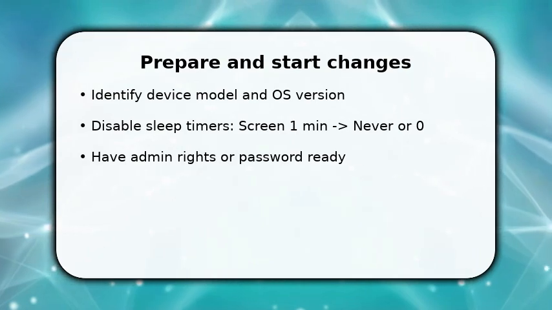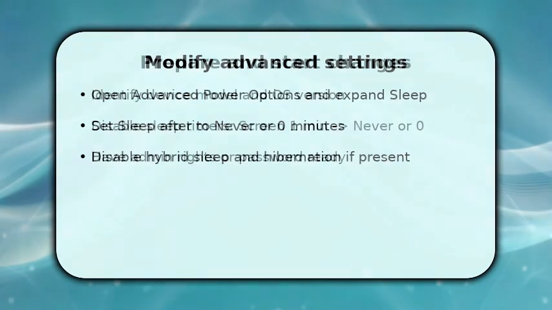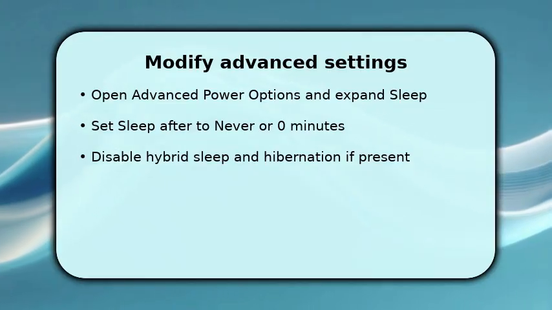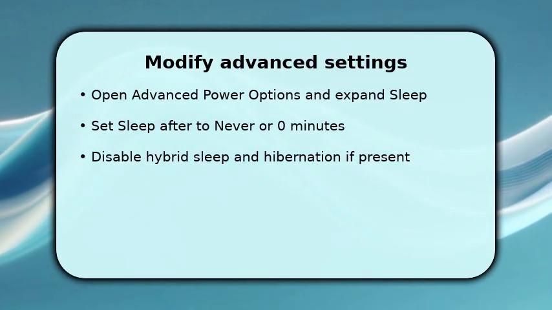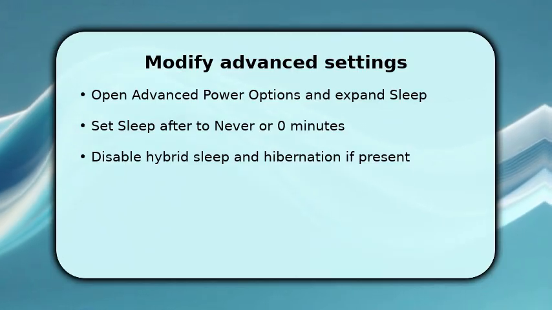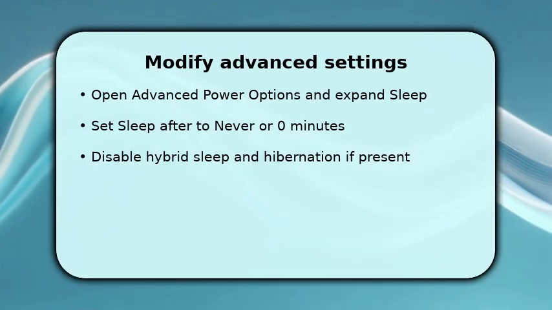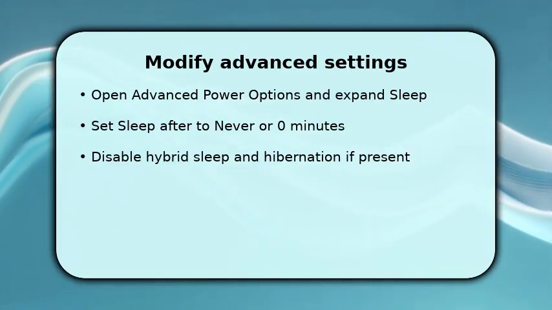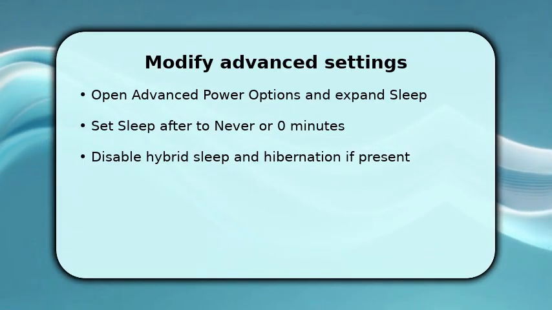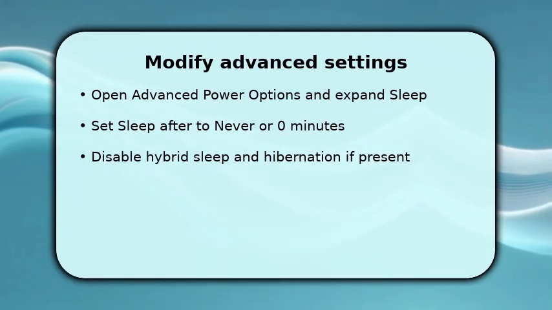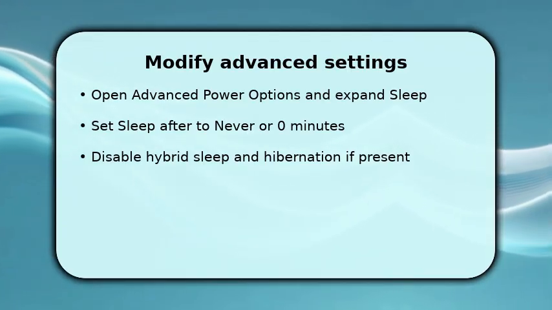Next, you open Advanced Power Options and locate the Sleep section. This is where the main prevention happens. You will set sleep after to never or 0 minutes and turn off hybrid sleep and hibernation so the system cannot auto-suspend. Also adjust USB Selective Suspend and PCI Express Link State to prevent peripheral-triggered sleep.